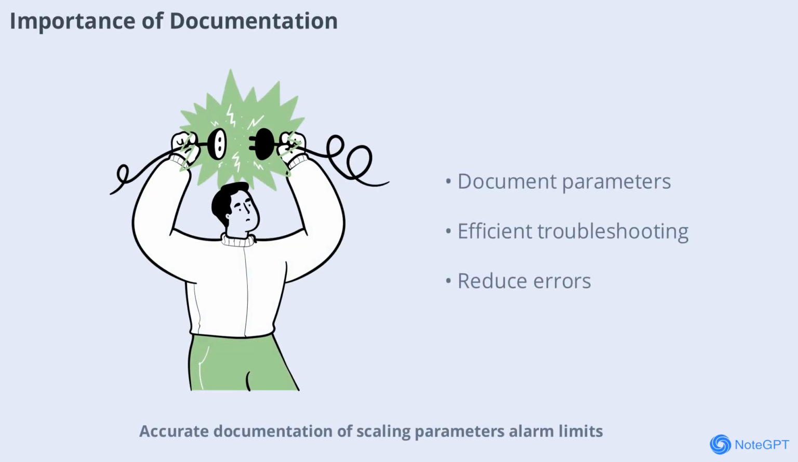Accurate documentation of scaling parameters, alarm limits, and filter settings is essential. It ensures that future troubleshooting and maintenance can be performed efficiently, reducing the risk of errors.